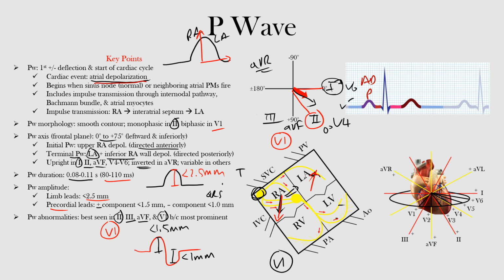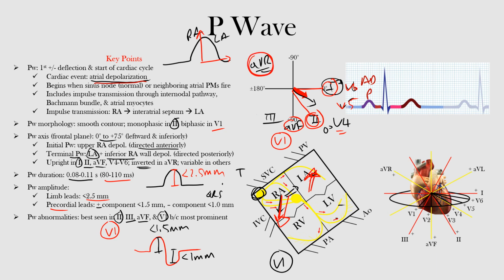The initial P wave, we said, is from upper right atrial depolarization and is directed anteriorly, towards V1. The terminal P wave is where we have the inferior right atrium wall being depolarized as well as the left atrium, and this one is directed posteriorly, away from lead V1. Because of this, we will see upright P waves in 1, 2, and aVF, as that's heading towards it. We'll also see upright P waves in V4, V5, and V6 when we're in sinus rhythm. We'll see a negative P wave as it heads away from lead aVR.